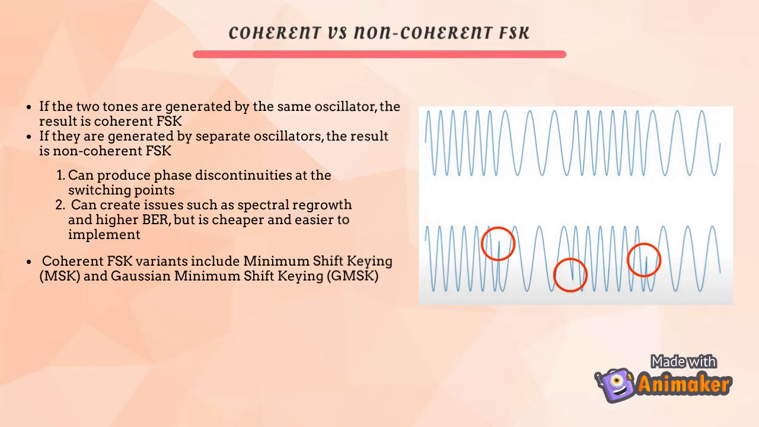Note that there are numerous variants of coherent FSK such as minimum shift keying and Gaussian minimum shift keying. The advantage of these two variants is they allow closer spacing of the two tones.